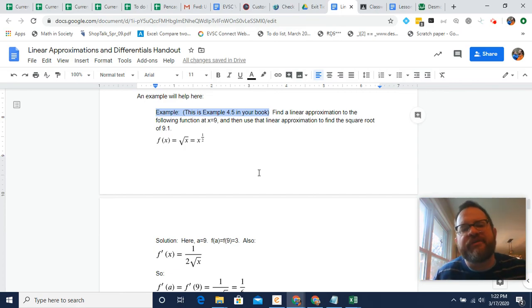All right, this is example 4.5 in your book. Feel free to follow along in the book or on this handout. The instructions on the problem say, find a linear approximation to this following function at x equals 9 and use that linear approximation to find the square root of 9.1. Okay, I realize that these are not the most clear instructions. Here's our original function, f of x equals the square root of x.